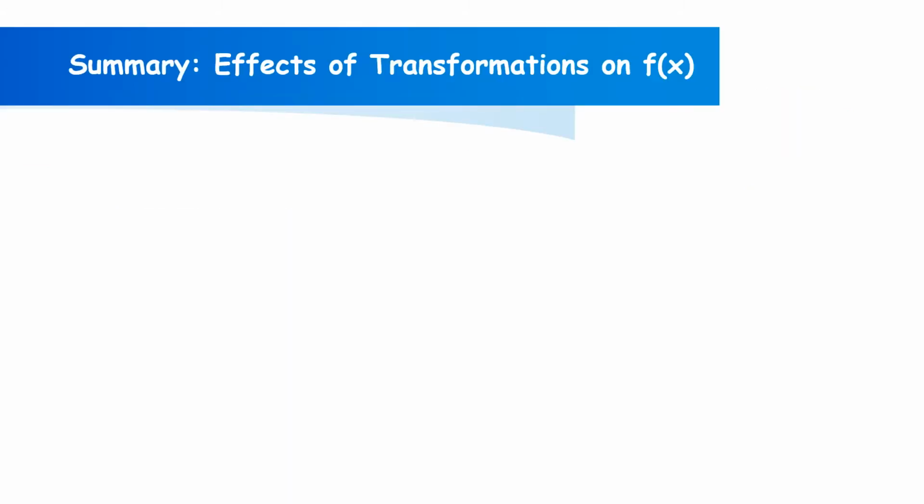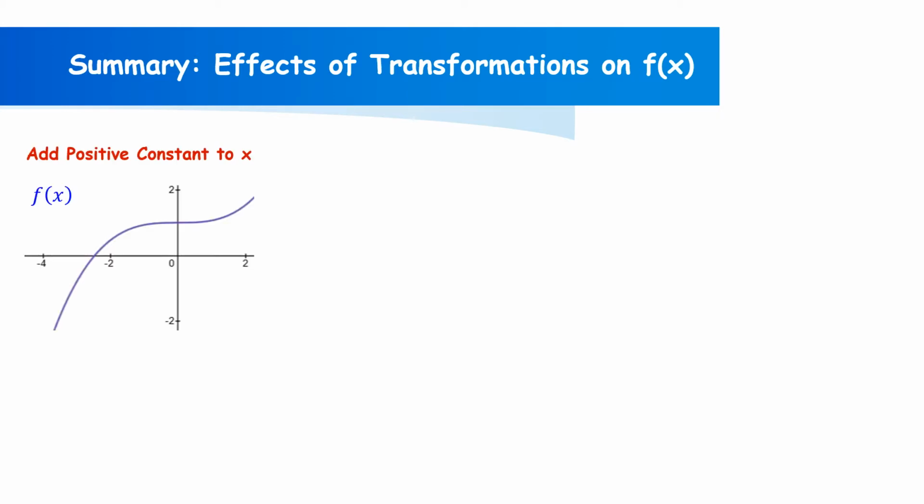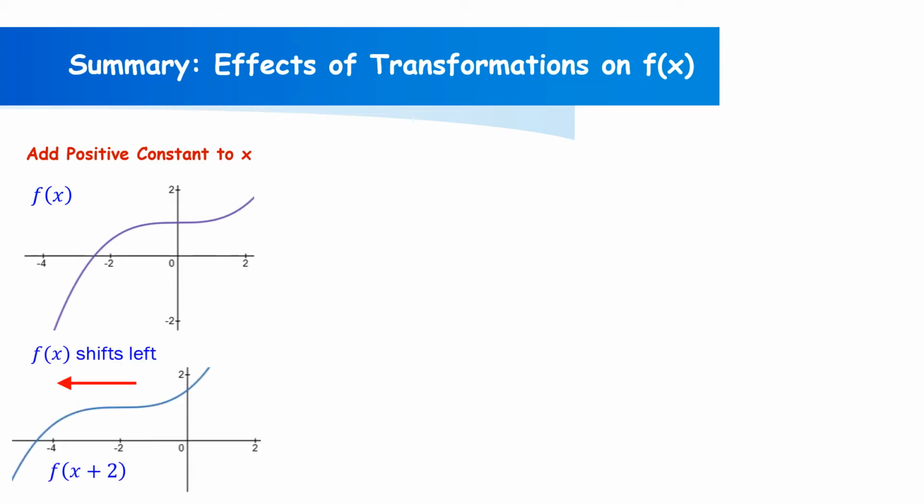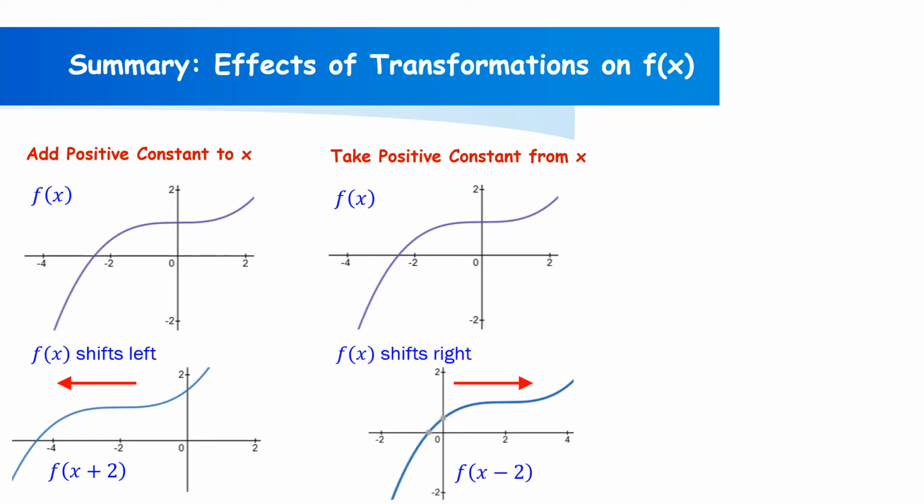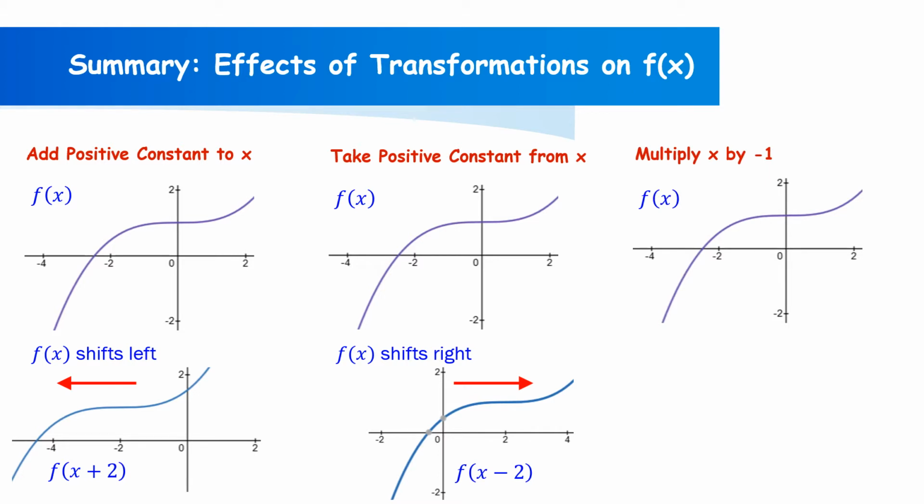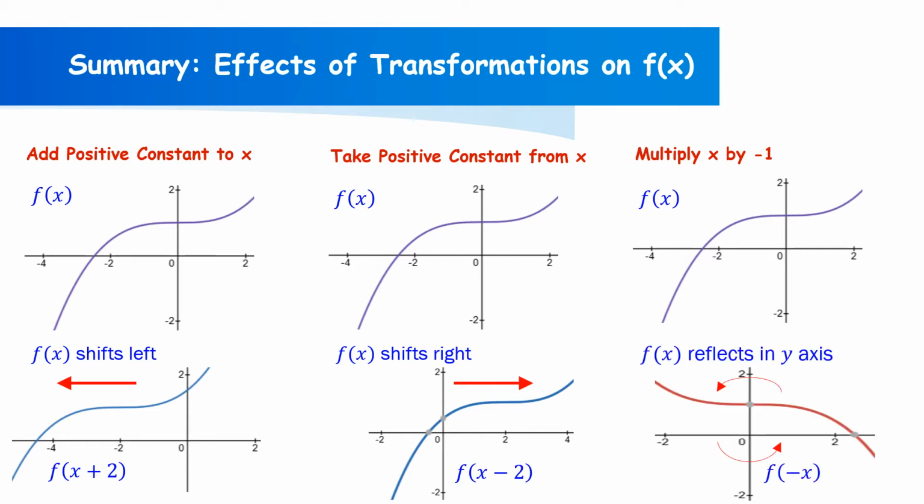Let's summarize the effects of transformations on f of x first. So if we add a positive constant to x, then f of x shifts left. If we take a positive constant from x, then f of x shifts right. And if we multiply x by -1, f of x reflects in the y-axis.